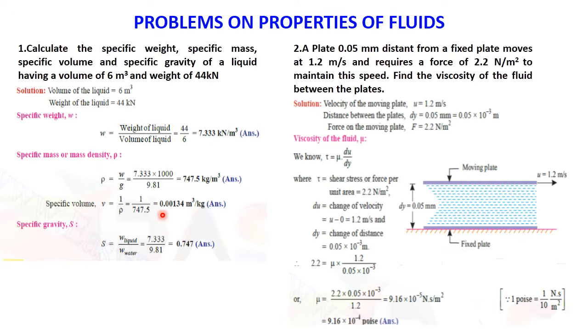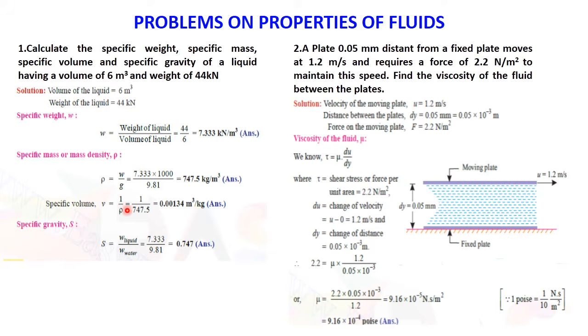So we get this value of specific volume as 0.00134 meter cube per kg. Then the last one is specific gravity, that is S. So we know that this specific gravity will not have any unit.